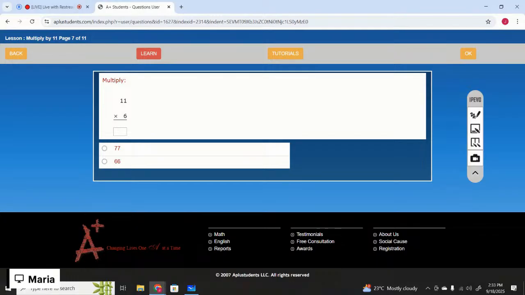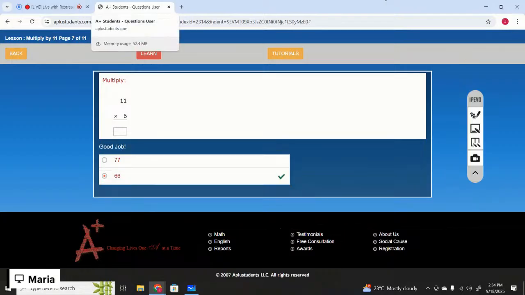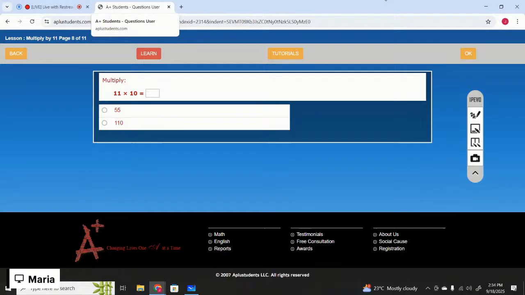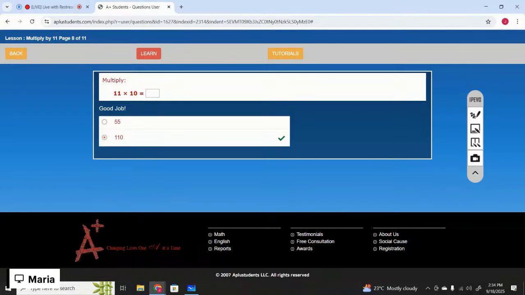11 times 6 is 66. It is option number 2 is the correct option. 11 times 10 is 110. Option number 2 is the correct option.